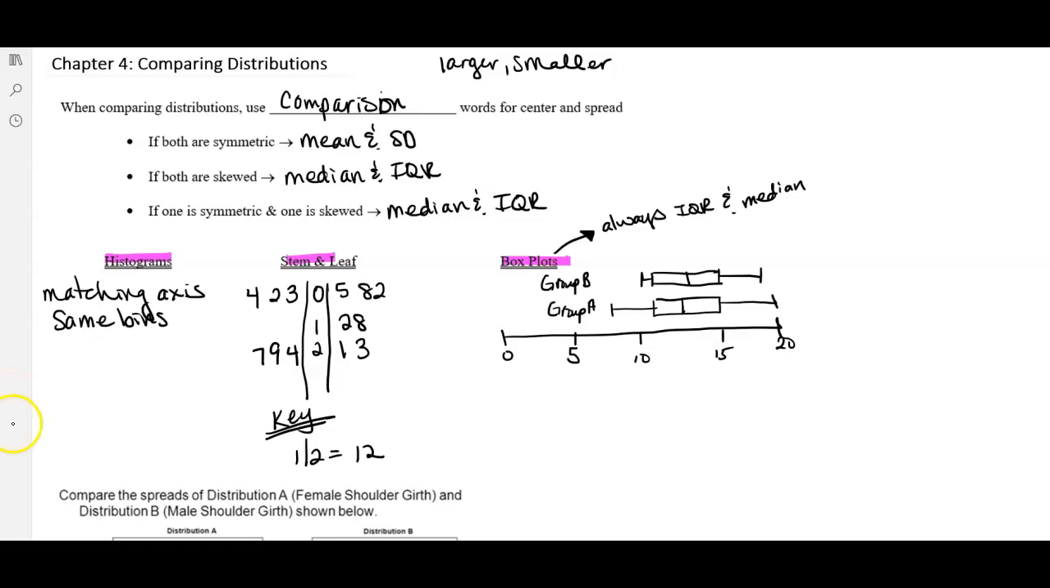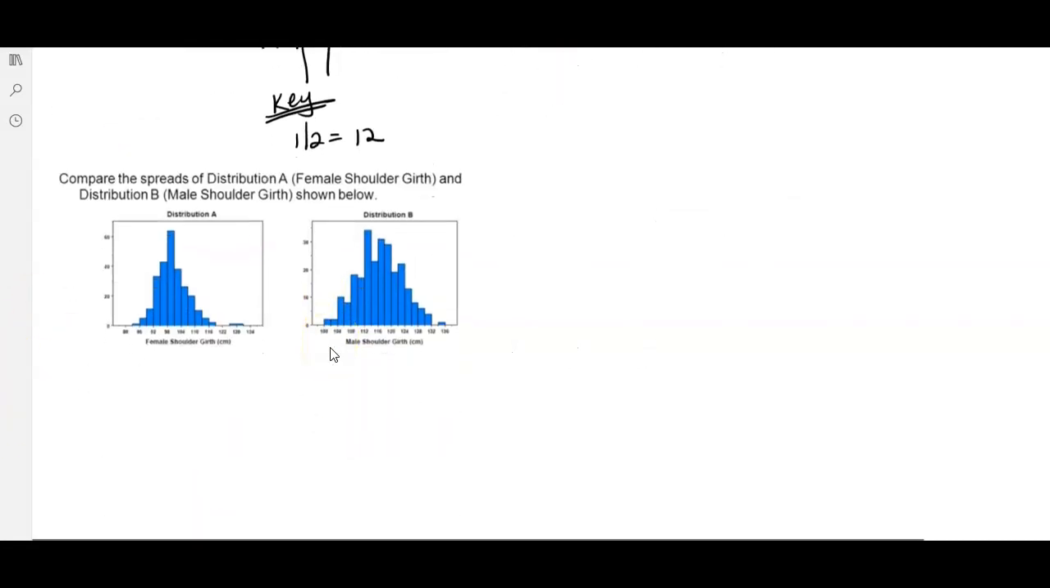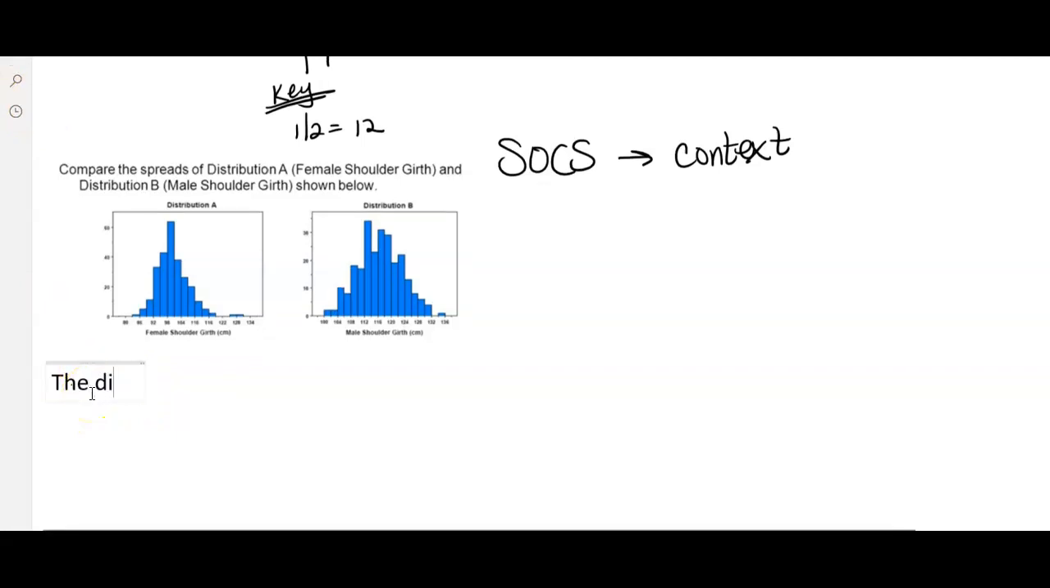Okay, so we are going to do one summary real quick. And I know you don't have this picture unless maybe you printed it out, but it's a good one to have. So remember, you're going to do SOCS, but you have to talk about it in context. Okay, so I'm going to type instead of me writing it, drawing it out. Okay, so the distribution of shoulder girth for male and female.